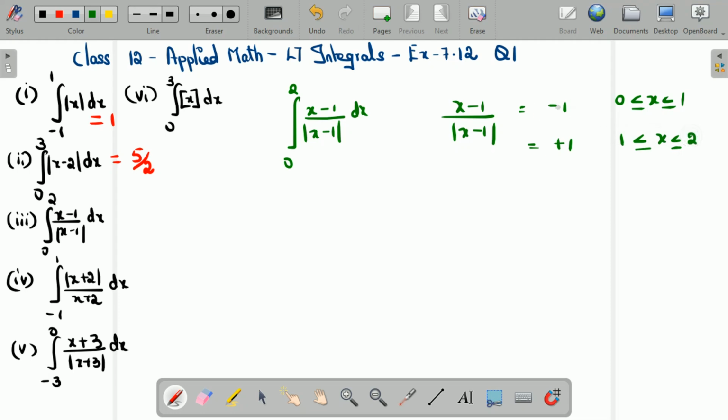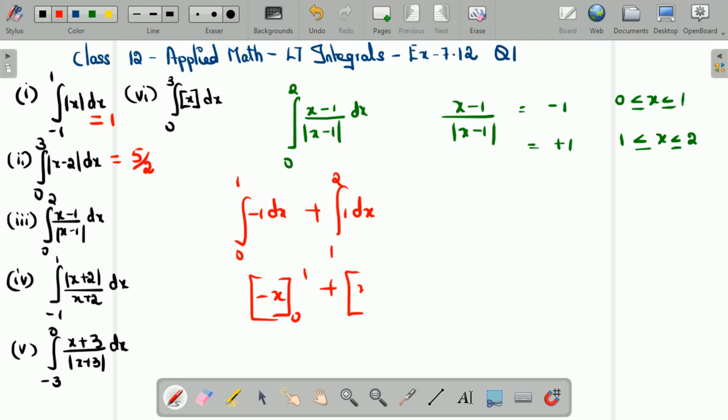So we will break this integration into two parts now. In this case, between 0 and 1, we are integrating minus 1 dx, and between 1 and 2, we are integrating plus 1 dx. So in the first case, it is minus x between the limits 0 to 1, and in the second case, it is x between the limits 1 and 2.